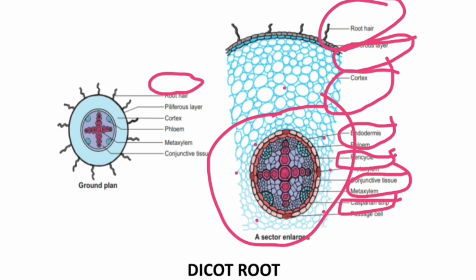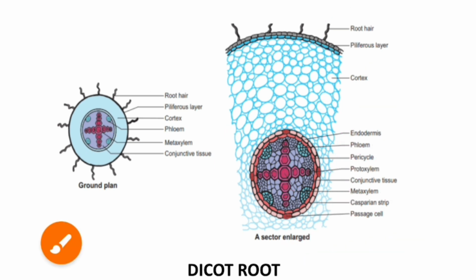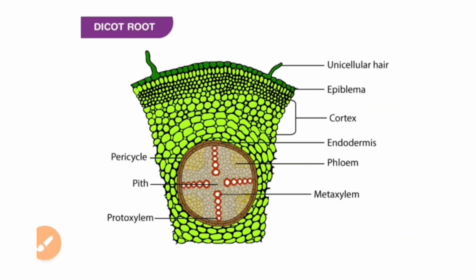Xylem in this case is exarch. It means metaxylem is in the center and protoxylem towards the periphery. In the center there is a region of pith, but in case of old root, the pith is absent as metaxylem elements meet in the center. But if we look at the structure of a young dicot root, there is presence of small pith.